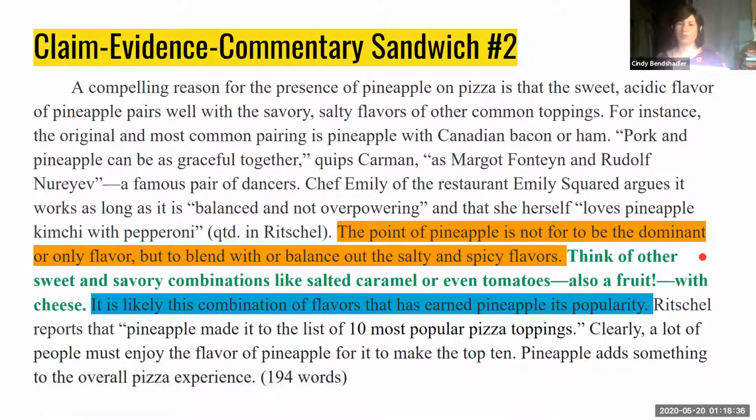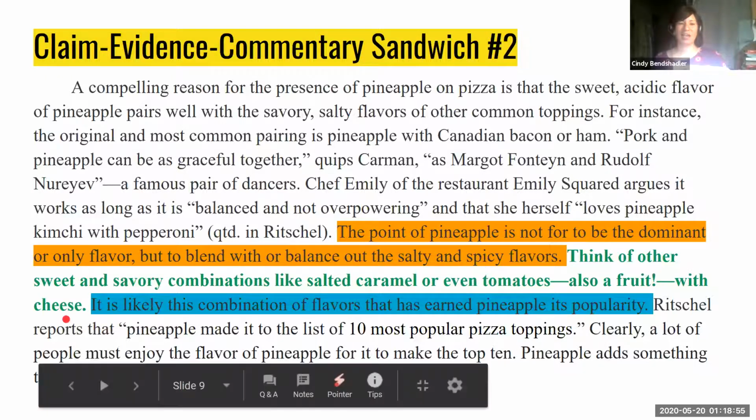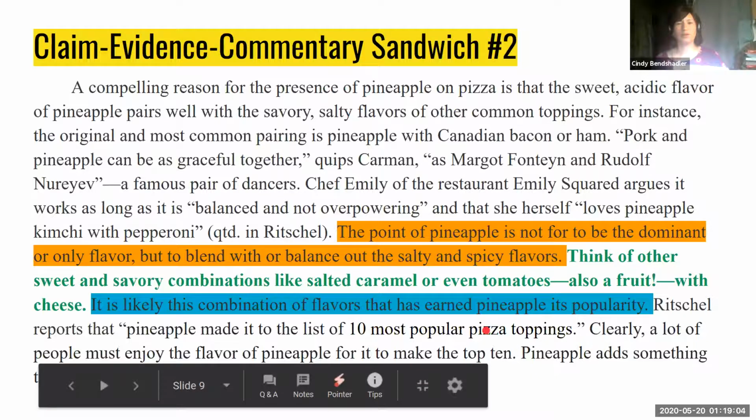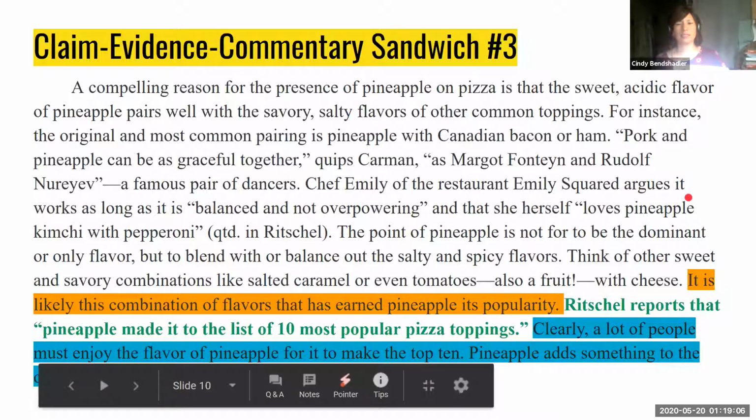Think of salted caramel or tomatoes with cheese, right? Tomatoes with cheese is kind of core to pizza, right? I mean, there are some non-tomato pizzas and some non-dairy pizzas, but that's rare, right? And then I have my commentary here. Now I want to point out that again, the commentary is also serving as the claim for the next idea. So I'm going to click to our third piece.